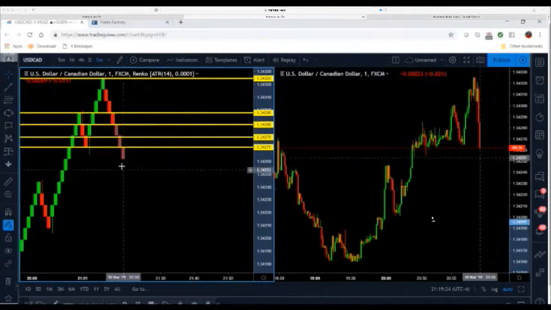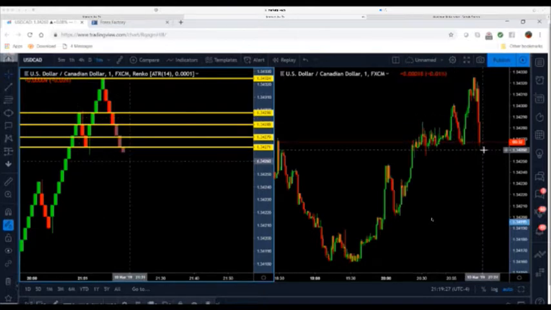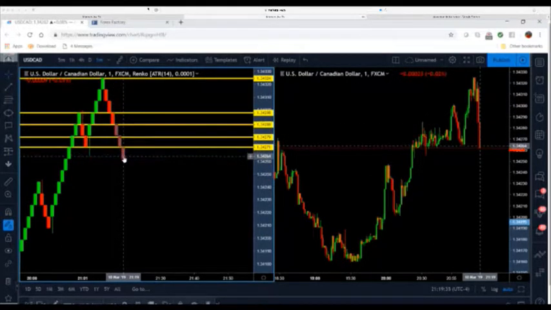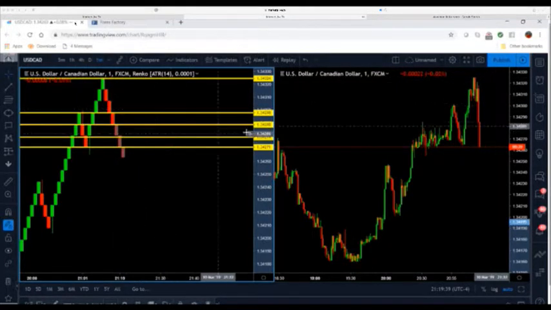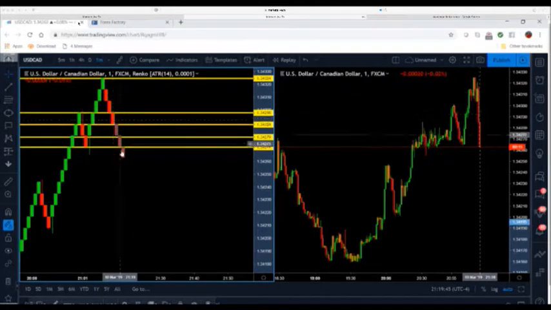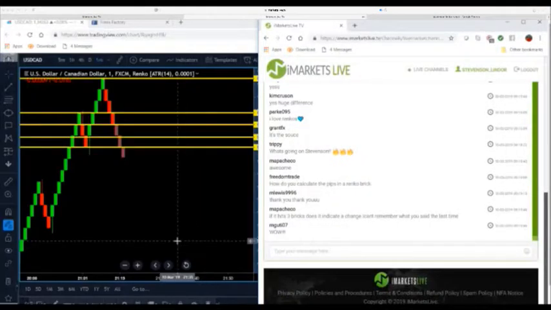Renko does not care about the time. It only cares about price. So as long as price is dropping, then a Renko brick will form. It doesn't care about the time. It doesn't care about the news. None of that. You see why? You see how this is coming down strong? That's the only way you will get a Renko brick to form right there.